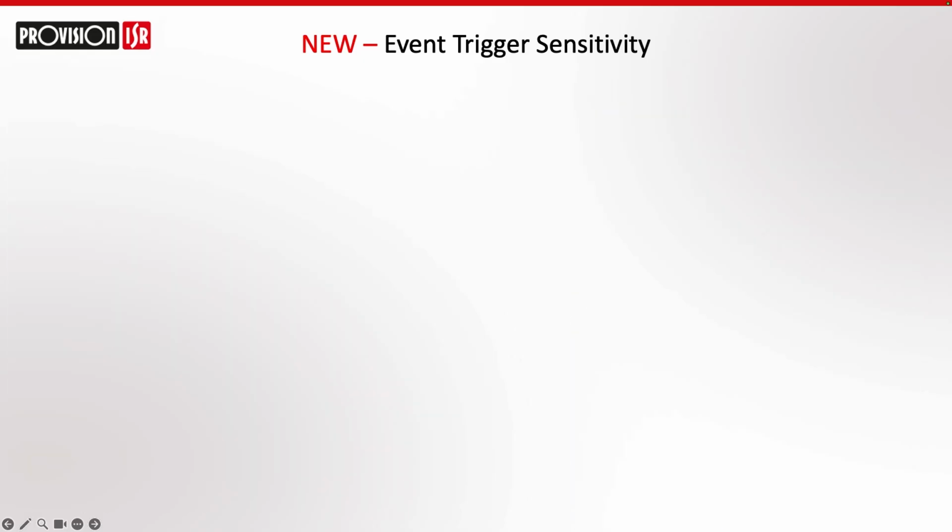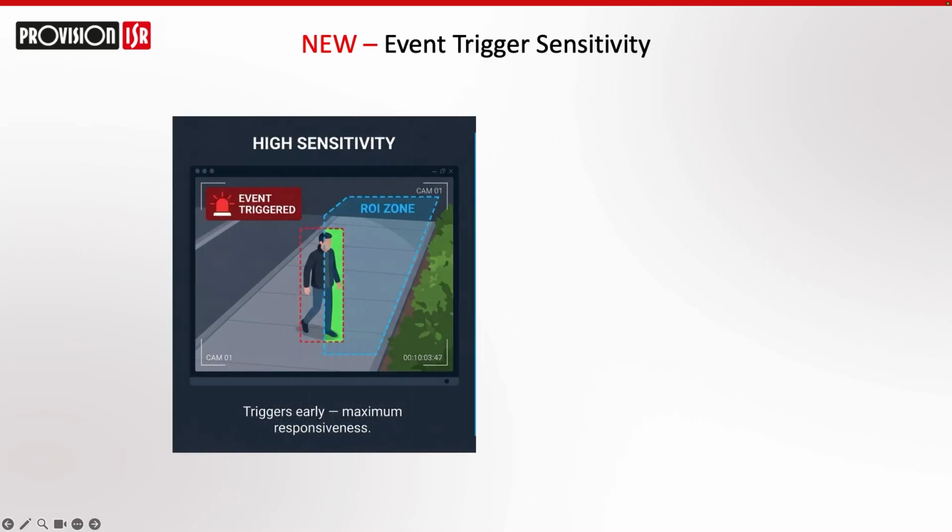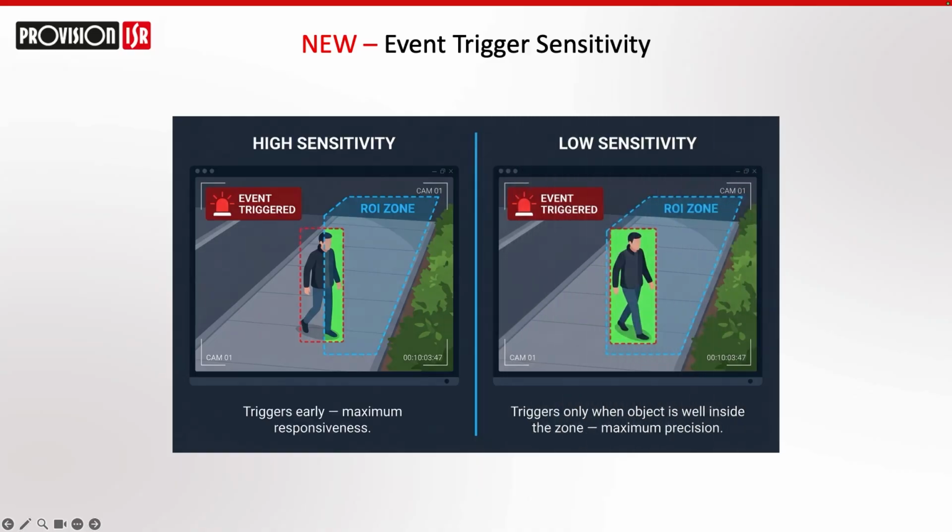Let's look at how the sensitivity levels work in practice. At high sensitivity, even a small portion of the bounding box entering the zone is enough to trigger. At low sensitivity, the object needs to be substantially inside the zone before anything fires. This setting is particularly useful for eliminating false alarms caused by objects grazing the edge of a detection zone, and for tightening detection in scenarios where you only want to trigger when an object is clearly and fully within the area.